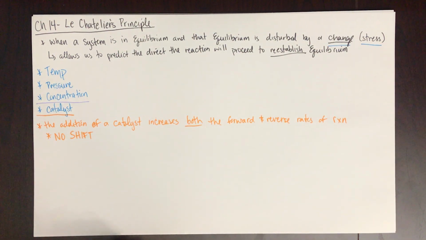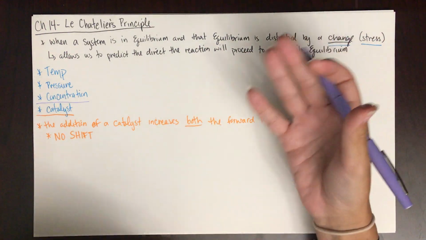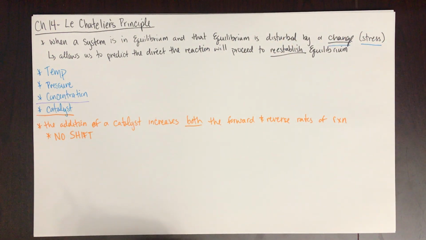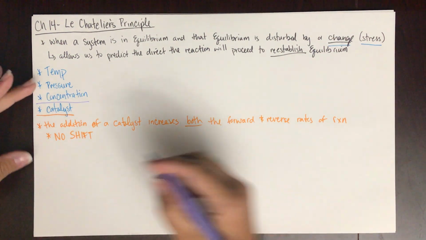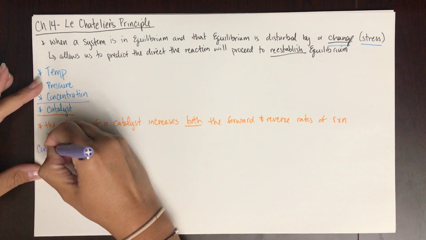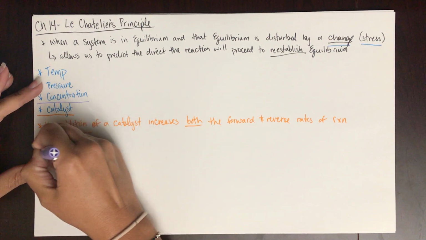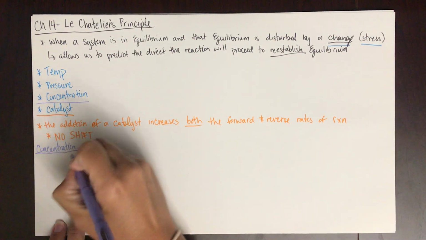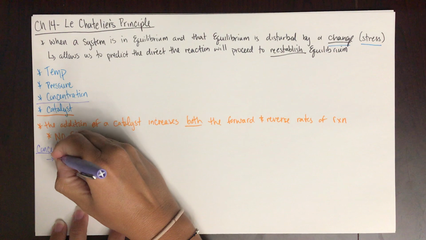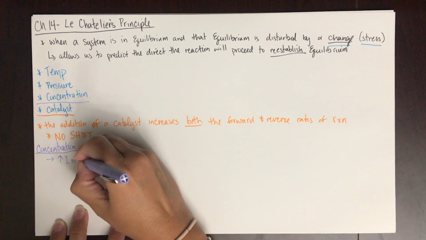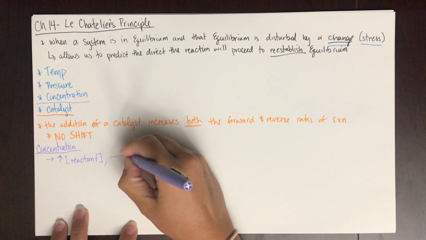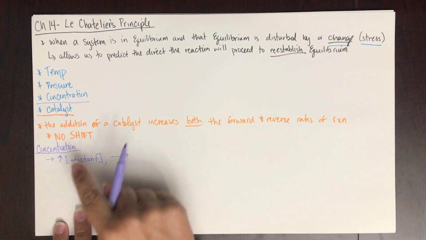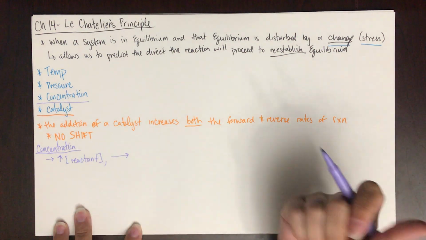So changing the concentration of the reactants or the products in a chemical reaction is going to cause the equilibrium of that chemical reaction to shift to reestablish equilibrium. So let's say, here are the different scenarios. Let's say we increase the concentration of a reactant. If we increase the concentration of the reactants, that is going to shift the equilibrium to the products, because now we have more reactants that we can use to form products.